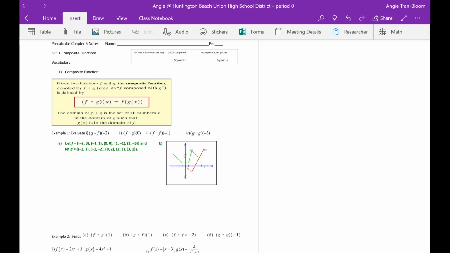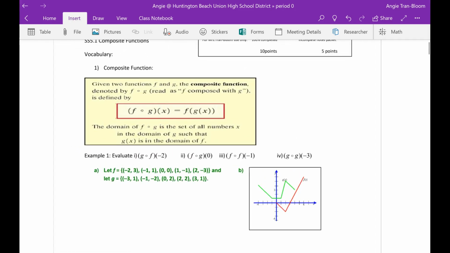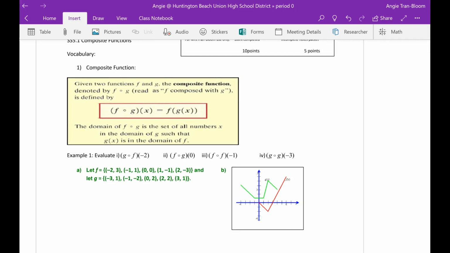Hey guys, welcome to chapter 5, our last chapter for semester 1. So this one, we are going to start with the definition of the composite function, okay?